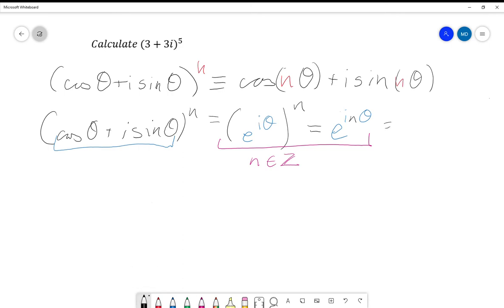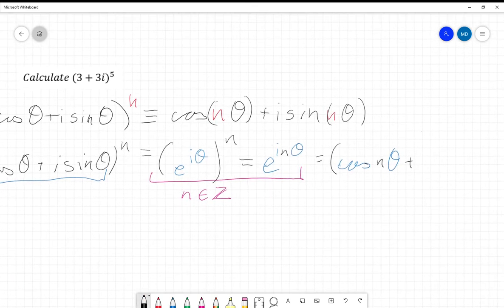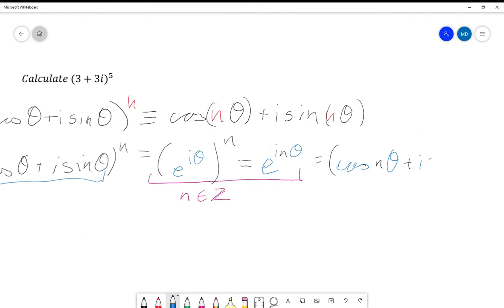Okay, and this therefore tells us that we have cosine of n theta plus i sine of n theta, just by using Euler's relation again. Okay, so that's your proof that it works.